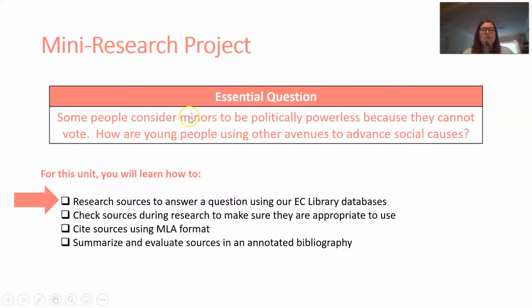Some people consider minors, that's you all, teens who are under 18, to be politically powerless because they cannot vote. How are young people using other avenues or ways to advance social causes? So even though teens can't vote, what can they do in order to make a difference in the causes that they care about? And today we're researching sources to answer this question.